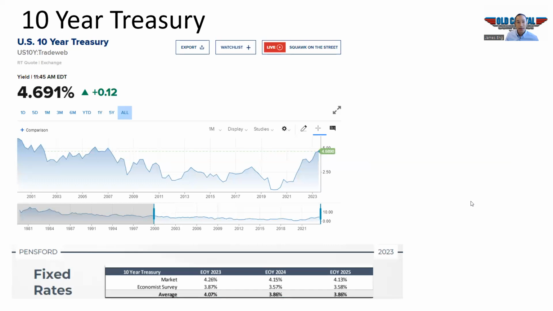So we're just going to have to wait and see if we get any relief on this 10-year treasury, or it's going to become very difficult for people to refinance out of their assets. At the bottom, this is from Pinsford's latest webinar. They have 2023 ending at about 4.07 and 2024 at 3.8. So, pretty similar to that forward curve in terms of the 10-year treasury.